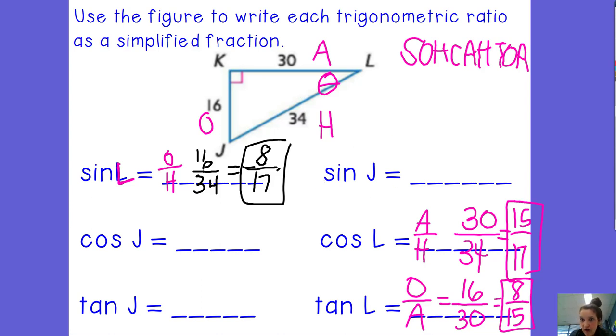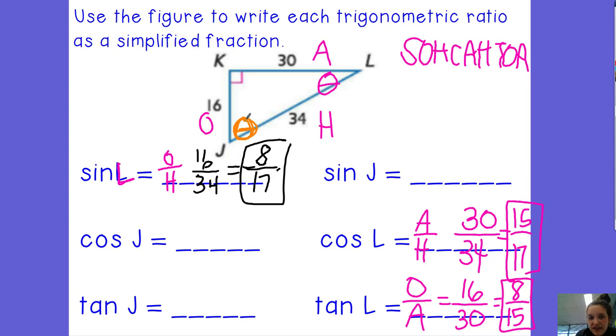Okay, so now for the remaining questions, I've changed my angle. My angle is no longer angle L. I'm now finding sine of angle J, cosine of angle J, tangent of angle J. So now my theta is J. So that's going to change which side is the opposite side and which side is the adjacent side.